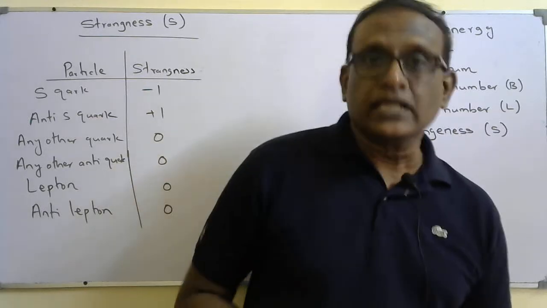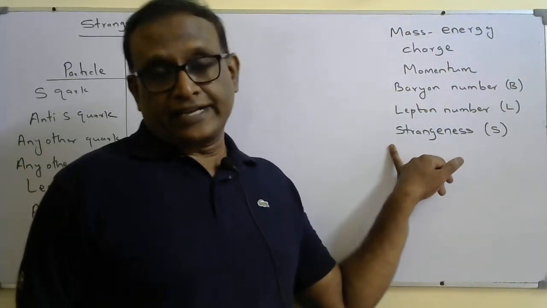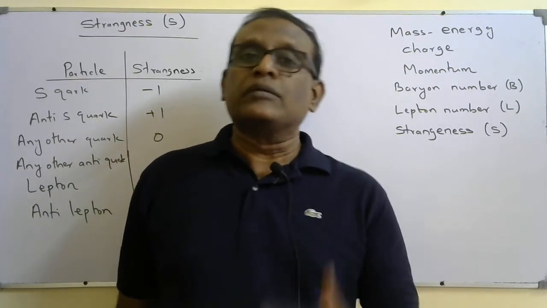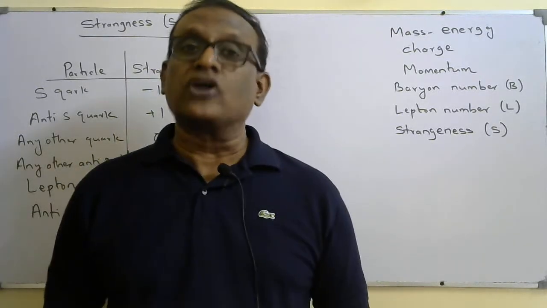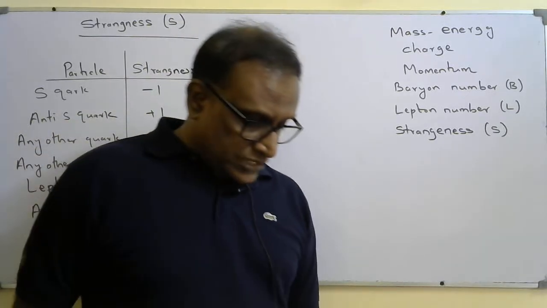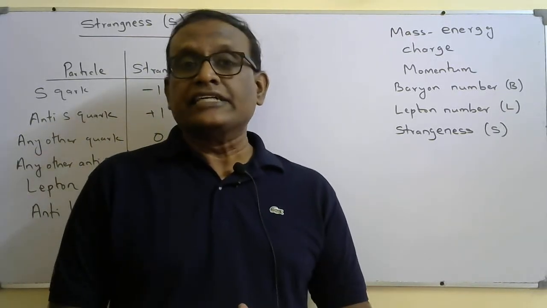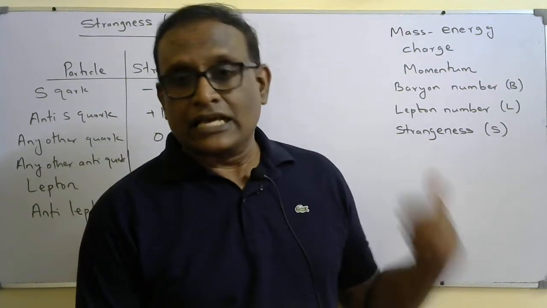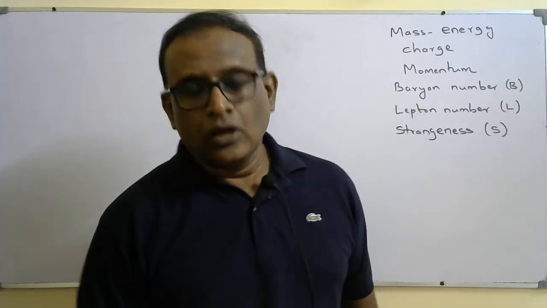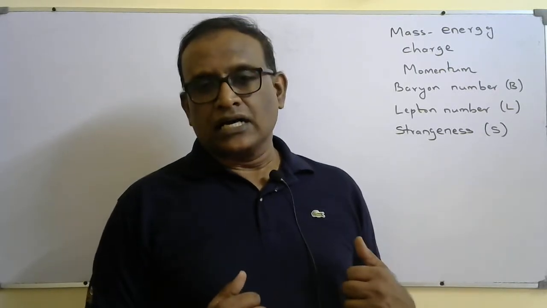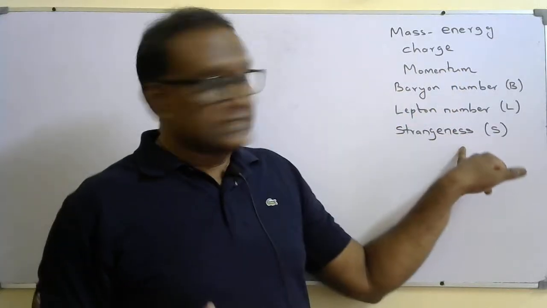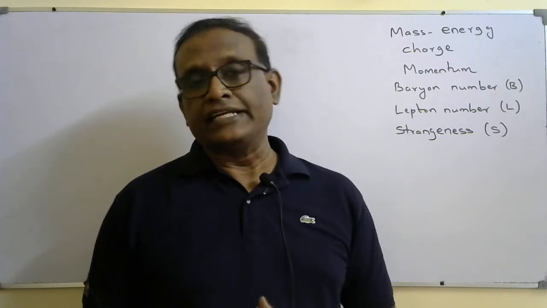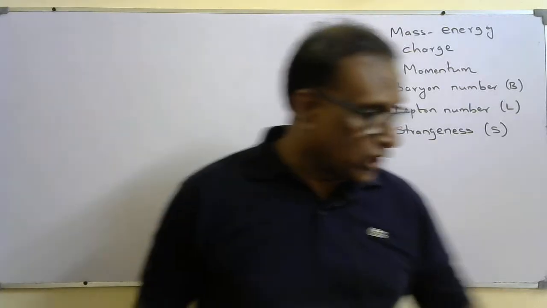Also, I already told you that only during strong interaction must strangeness be conserved. Otherwise, it's not compulsory. It is not necessary for strangeness to be conserved. Okay, so you can ask me how to identify whether an interaction is strong or weak. I'll give an example now. We'll do a few questions on how to use these factors to identify whether a reaction is valid or invalid. There I'll explain how to identify whether a reaction is strong or weak.